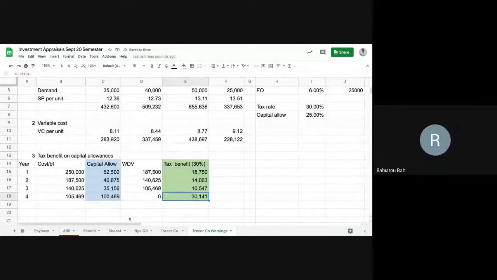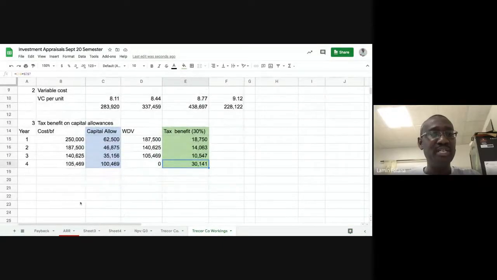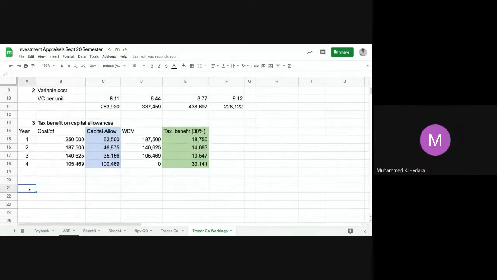Mr. Fofana, why not put it under the workings? Yes, that's what I'm coming to do. I'm putting it in the workings now. So that would be working 4.